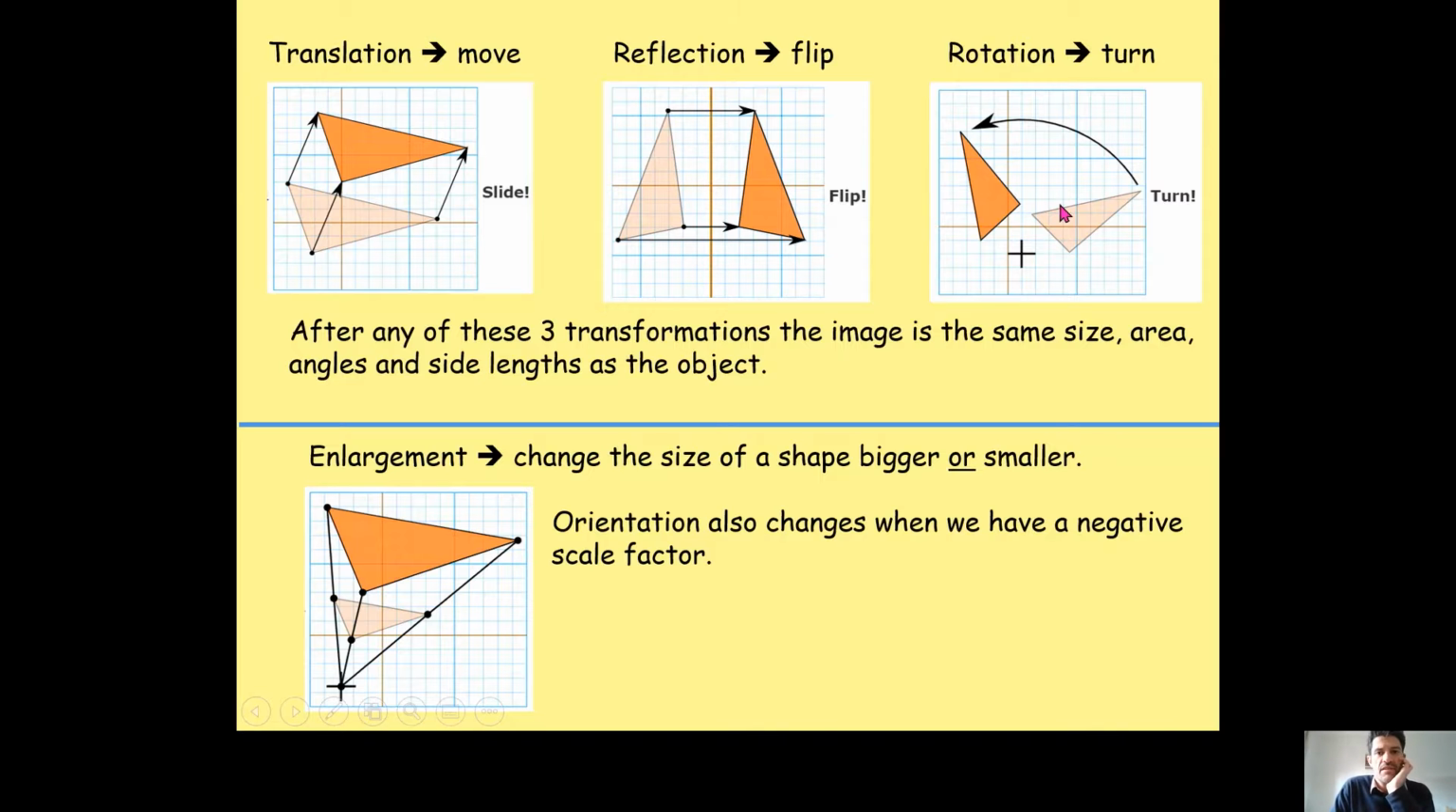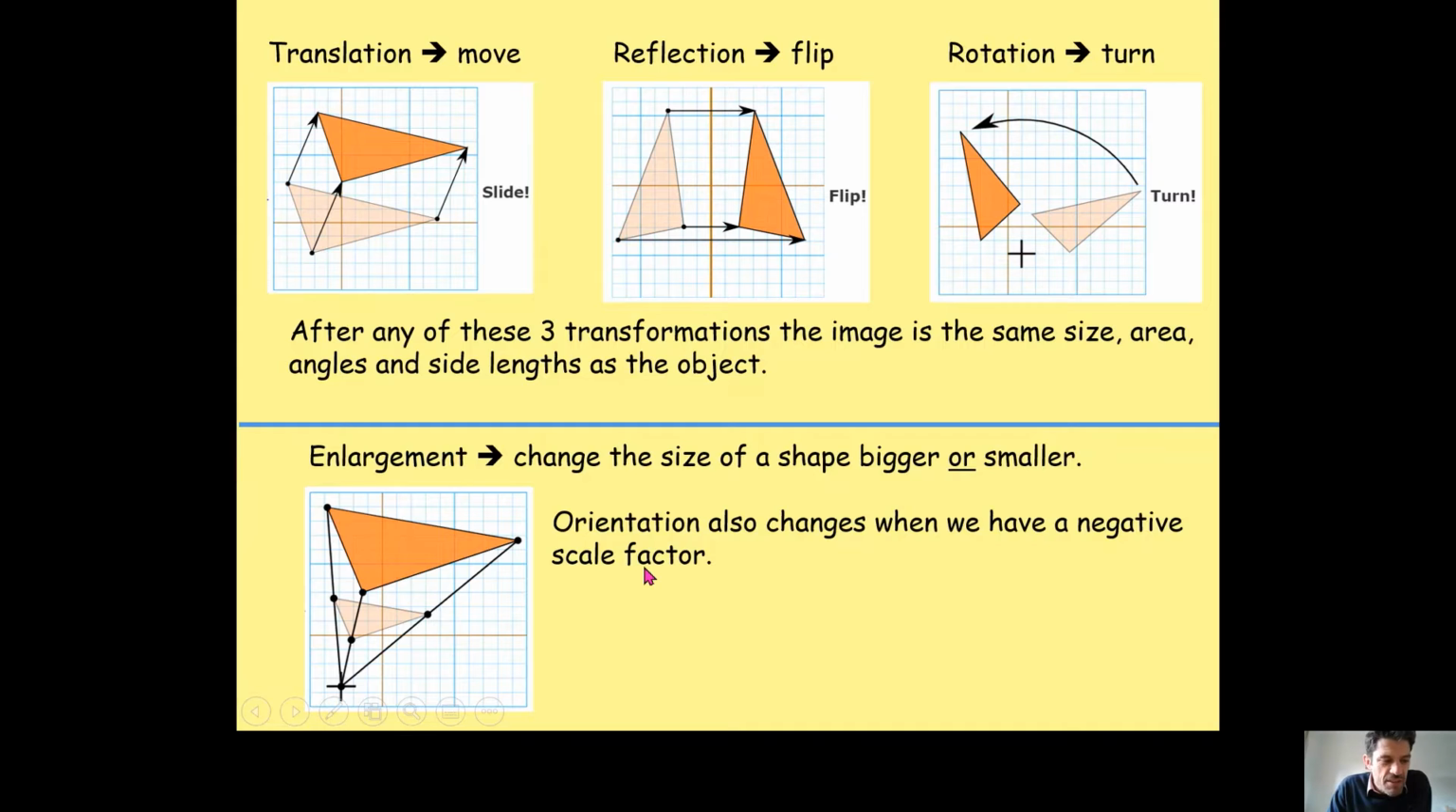Then we have a little brief description, which I would like you to copy down because I think this really helps. The translation is the first one we're looking at today, and it's a slide. Basically, you're moving the shape. A reflection is a flip. You're familiar with reflections, I'm sure. Rotation is a turn. You'll notice that all these three stay the same size, meaning their side lengths are the same and their angles are the same, and therefore they have the same area. That's a really useful point to look for, especially when working out which transformation has occurred. If they're the same size, then it's one of these three, within reason.